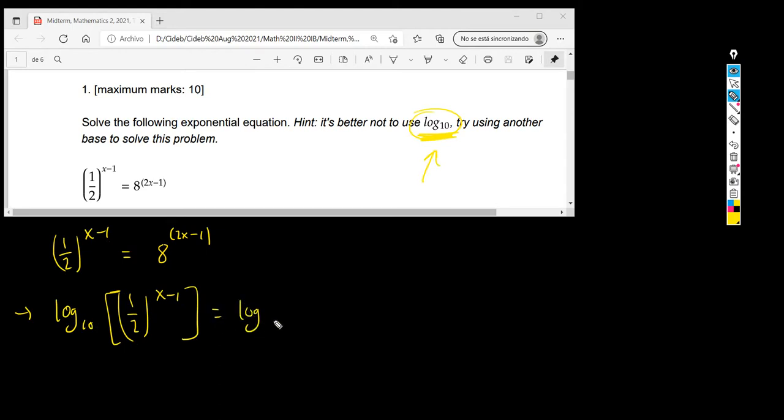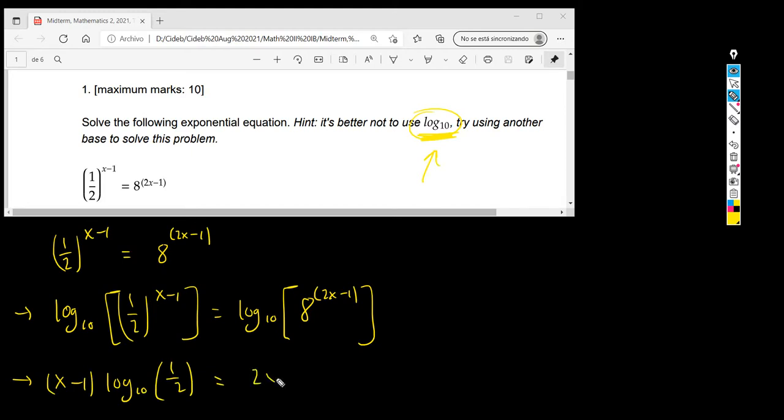It's going to be equal to logarithm base 10 of the other side. There you go. Since I am dealing with logarithms of a number raised to an exponent, I can apply the same trick, lowering the exponent in this way, like so. Okay, I can do this.